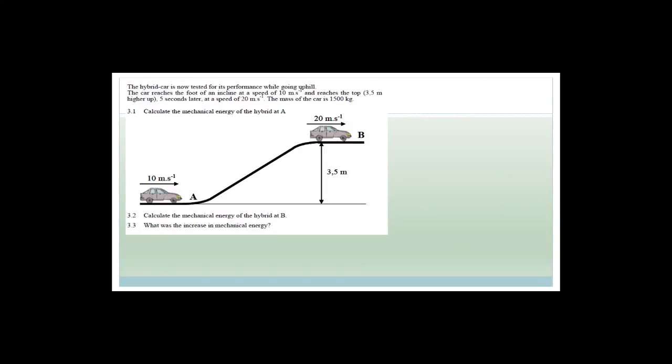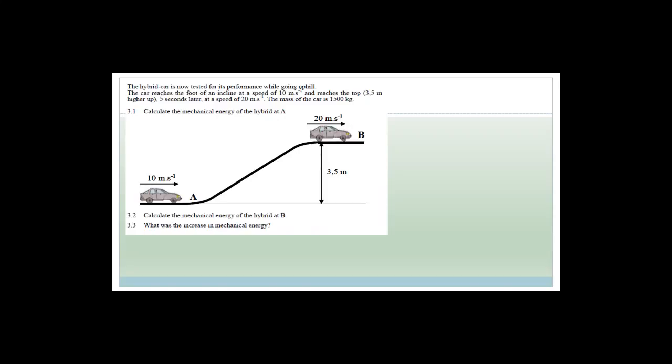Right, now it says a hybrid car is now tested for its performance while going uphill. The car reaches the foot of the incline with a speed of 10 meters per second. So it's going 10 meters per second at the bottom of the hill, and then it reaches the top 3.5 meters higher. So it's gained potential energy and it's gained kinetic energy. And 5 seconds later, you'll see that it's now going at a speed of 20 meters per second. So it's not only gained potential energy, but it's gained velocity as well. The mass of the car is 1500 kilograms.